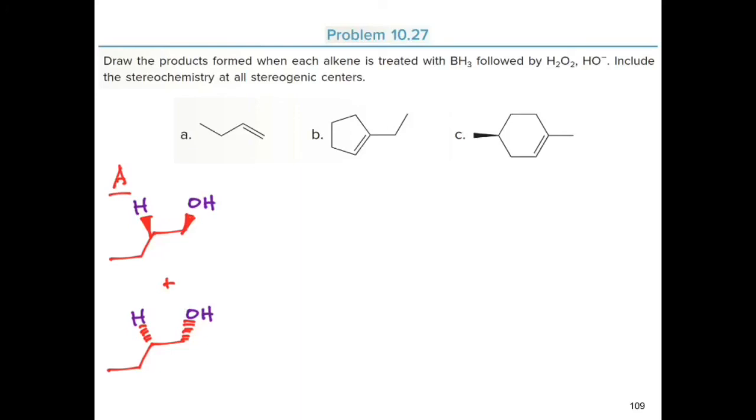And so these are the two products of this chemical reaction. And as you can see, they are non-superimposable mirror images. And so what we have here is a racemic mixture.